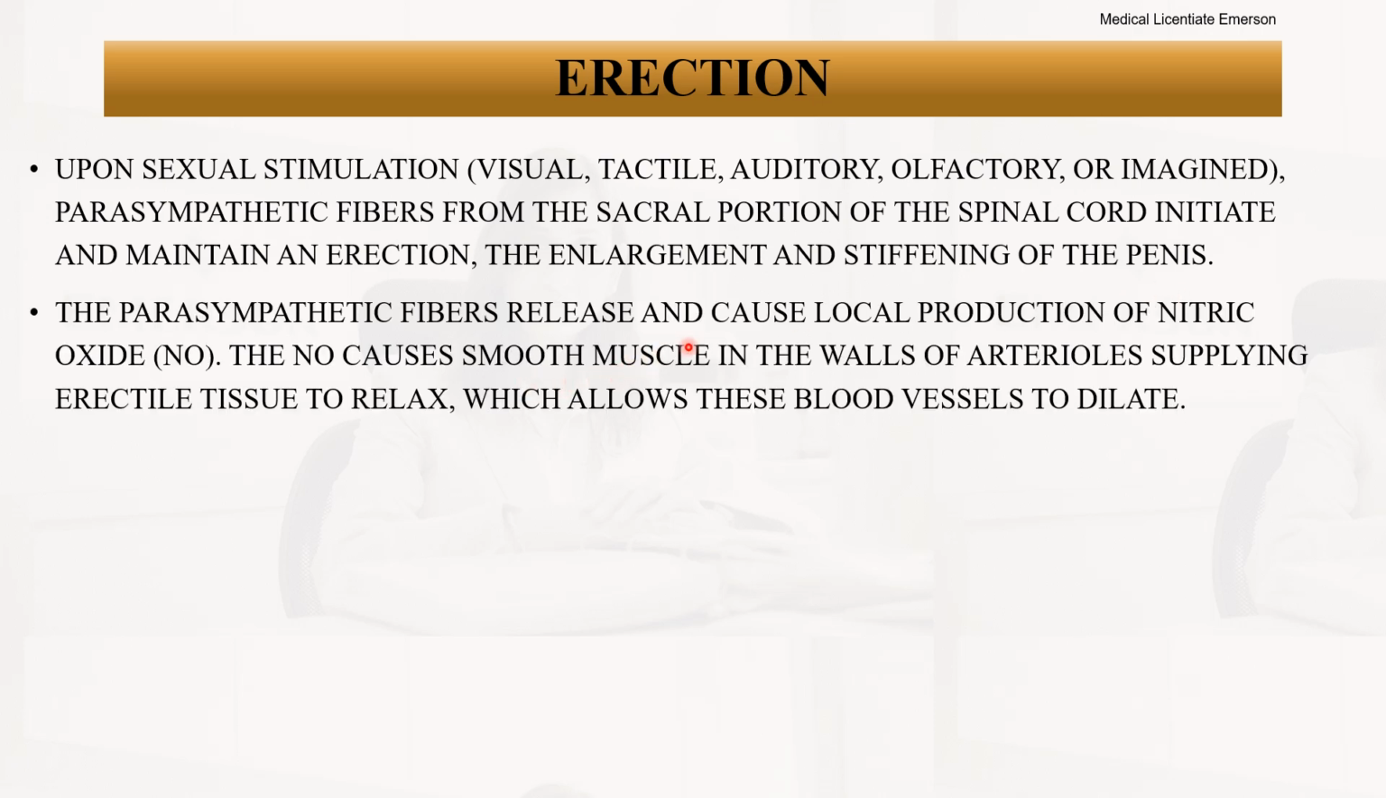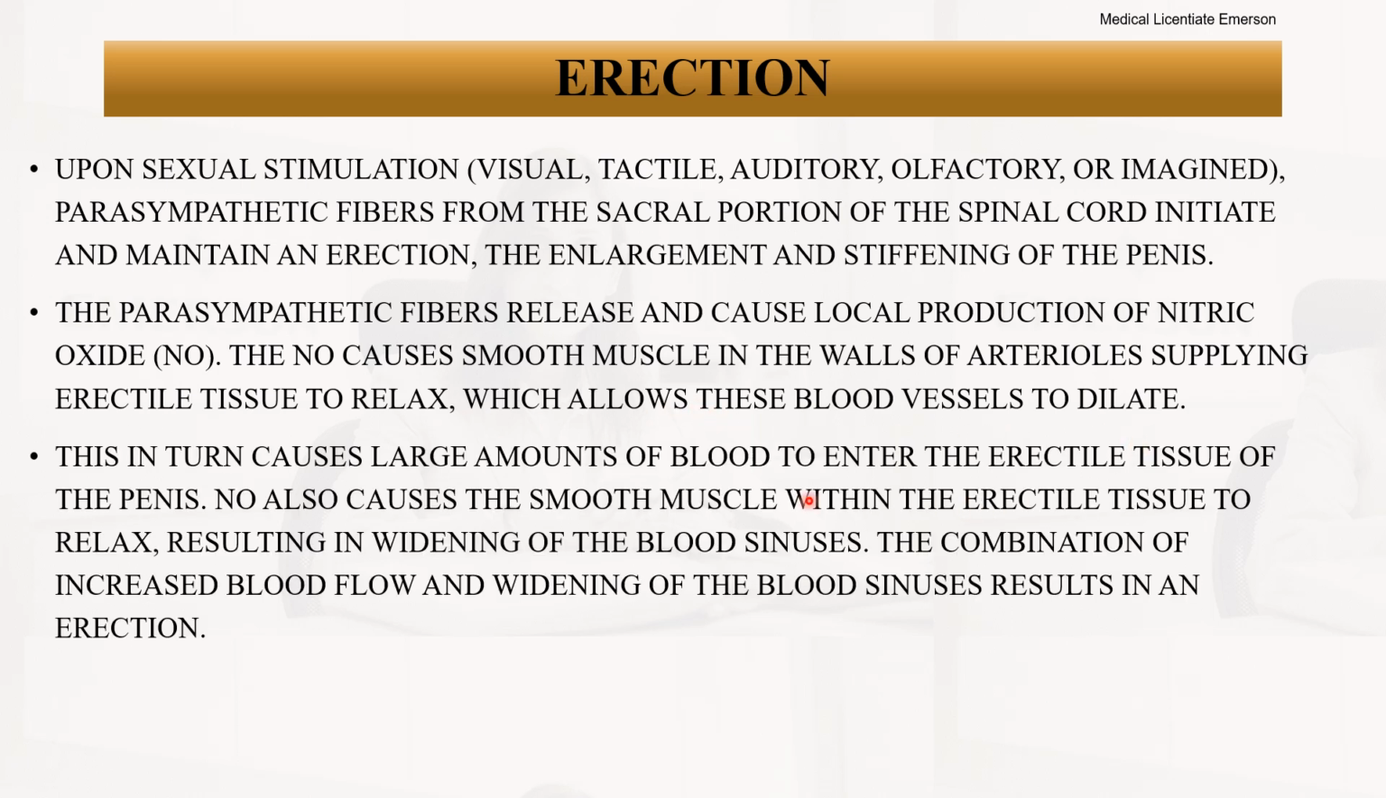The parasympathetic fibers release and cause local production of nitric oxide. The same nitric oxide causes smooth muscle in the walls of the arterioles supplying the erectile tissues to relax, which allows these blood vessels to dilate. This in turn causes large amounts of blood to enter the erectile tissue of the penis. The nitric oxide also causes the smooth muscles within the erectile tissue to relax, resulting in widening of the blood sinuses. The combination of increased blood flow and widening of the blood sinuses results in an erection.